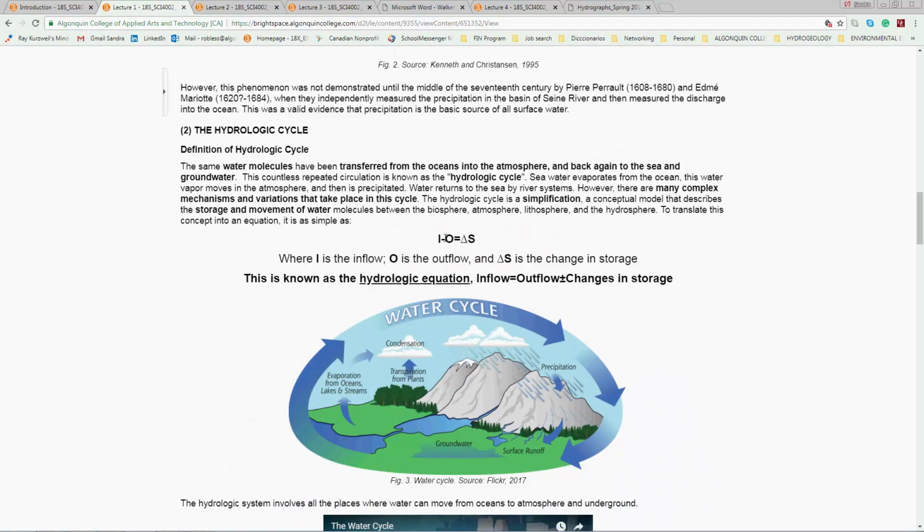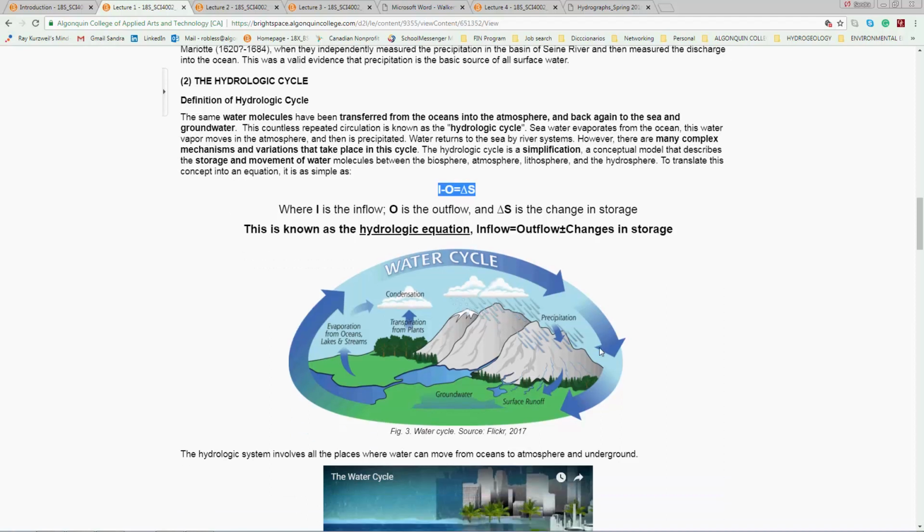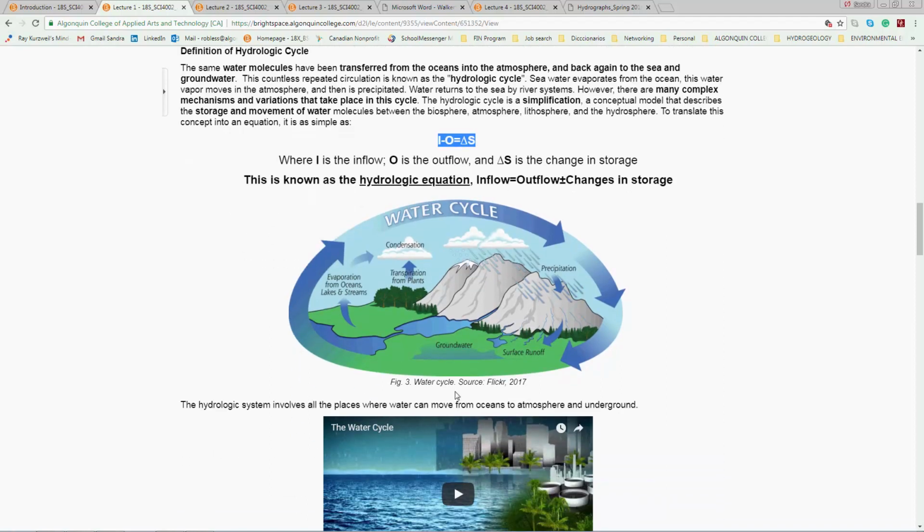So I could recommend you to review this lecture, especially these definitions, as well as the hydrologic equation. Understand what it means, what is the balance of the hydrological cycle, how can we understand this phenomenon, which is the inflow of water minus the outflow, and that is equal to the change in storage. So this is in very general sense what is the hydrologic equation. So please review these concepts as well.